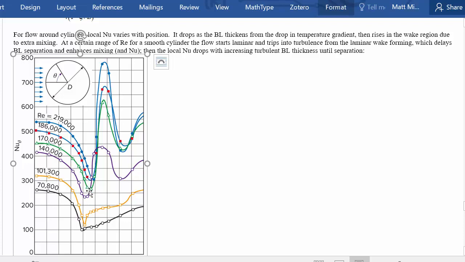Now what happens here is at the point where you would start forming a wake region in laminar, instead what happens at these Reynolds numbers is the flow trips into turbulence, and that drastically increases the Nusselt number from this transition to turbulence at this set of Reynolds numbers. And so once you're in turbulence, you've got a lot more mixing anyway. It also delays the flow separation, so that part happens a little bit later over here.